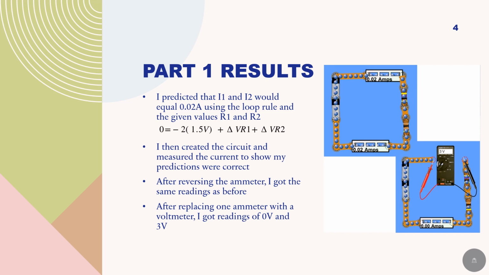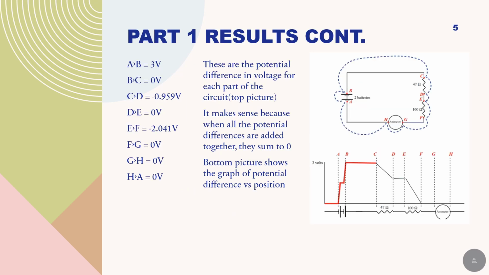After reversing the ammeter, I got the same readings as before. After replacing one ammeter with a voltmeter, I got the readings of 0 volts and 3 volts. And you can see the circuits displayed on the right side. On the right hand side, you can see the diagram of our circuit, and then each point along the circuit between the resistors, capacitors, and the two batteries. And the potential difference between each of these points is displayed on the left.